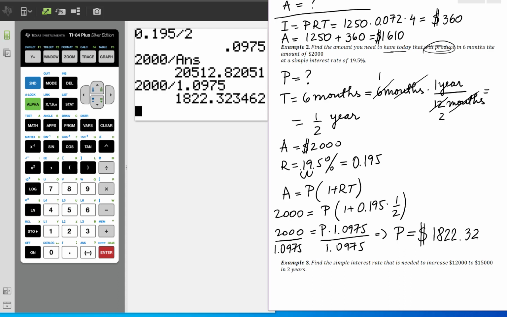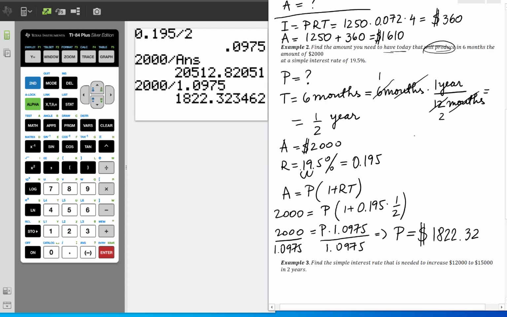Also, while 19.5% interest rate, it's pretty high for investments. It's kind of hard to find an account that does that. We can think of credit cards. If, for example, you spend 1,822 today on a credit card, and the credit card has a simple interest rate of 19.5%, well, in 6 months you will have to pay back $2,000.